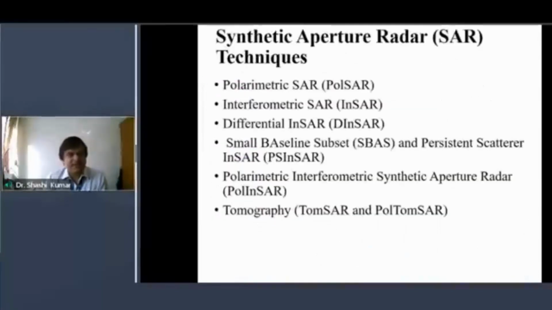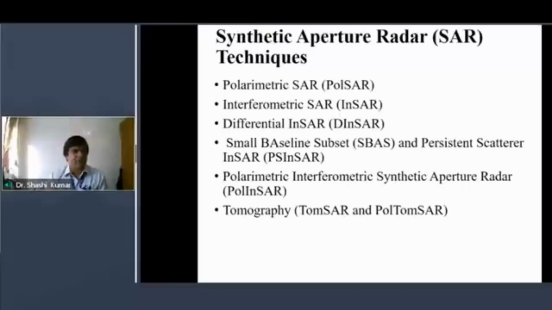Now these are the techniques which are used with synthetic aperture radar data to acquire information. These techniques are polarimetric SAR, generally known as PolSAR, interferometric SAR or InSAR, then differential InSAR, D-InSAR, small baseline subset and persistent scatterer InSAR, polarimetric interferometry and SAR tomography. We are going to see case studies which were carried out for only a few of them.